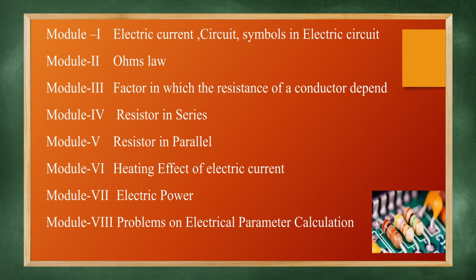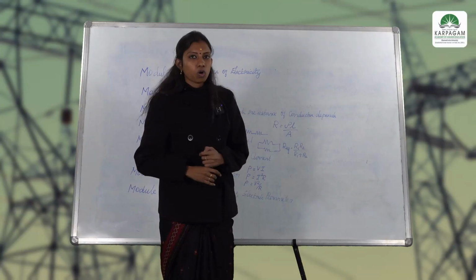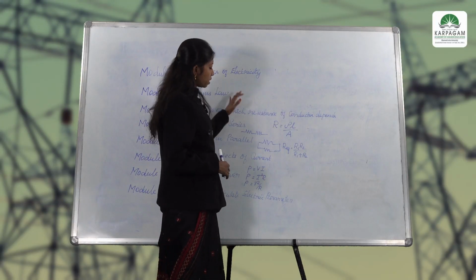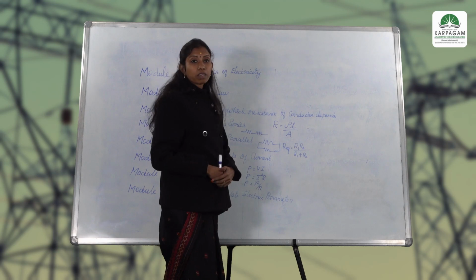And finally, in today's 8th module, we solved problems on how to calculate electrical parameters like resistance. In a series circuit, we saw how to calculate the voltage drop, and in a parallel circuit, how to calculate the individual resistances as well as the current. All these parameter calculations have been done in the 8th module, and I hope I have given a deep insight into the basics of electricity, and this will be very useful for you.